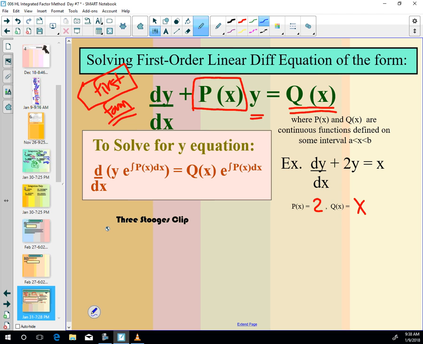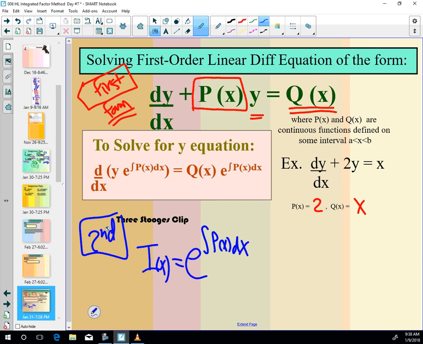The second part that we're going to do is use a formula called the integrating factor, I of x, which is e to the integral of p of x dx. Huh? Where'd that come from? I'm going to prove all these after we've done a few problems. You'll never have to do the proof, but I'll show you the proof in a little bit.